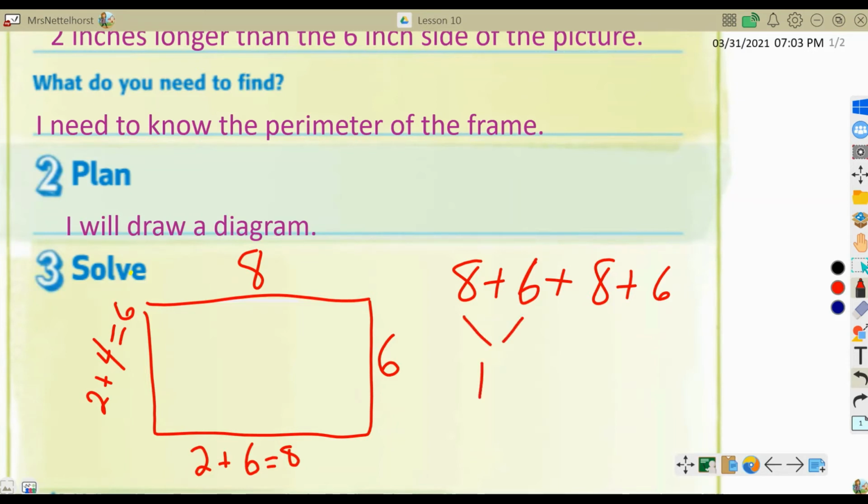I'm going to make it simple. 8 plus 6 is 14. 8 plus 6 is 14. If I add them together, I can do it in my head. 10 and 10 is 20. And 4 plus 4 is 8, so it's 28. So it is 28 inches.